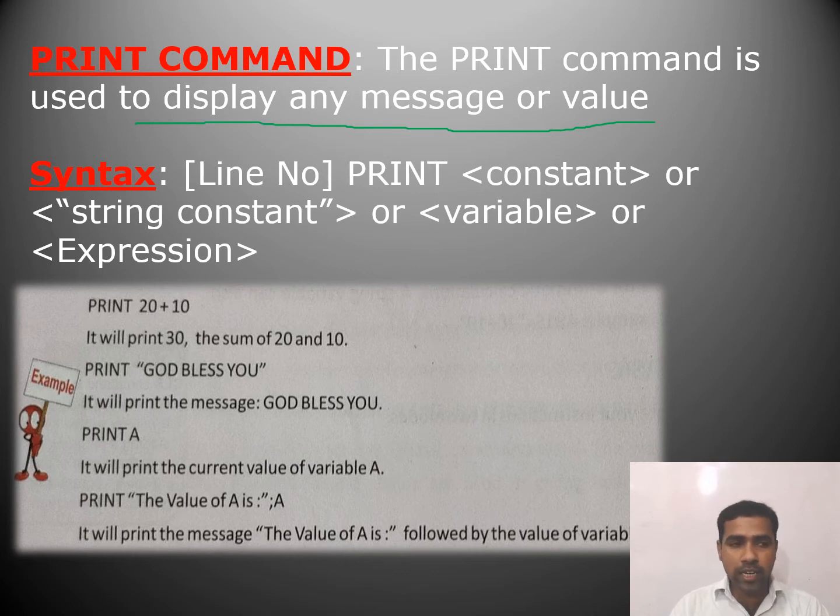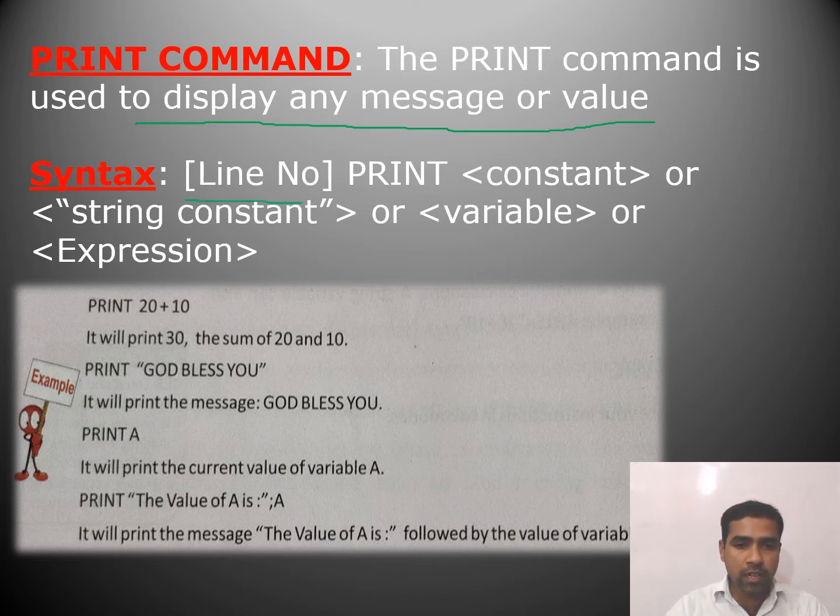When you write a program and execute it, the print command is used to display the message or the values. If you run a program with mathematical operations, it will display the values. If the program is not mathematical, it will display an output message. That's why the print command is used. So if you want to display anything on the output screen, you have to use the print command compulsorily. What is the syntax for this print command, children?